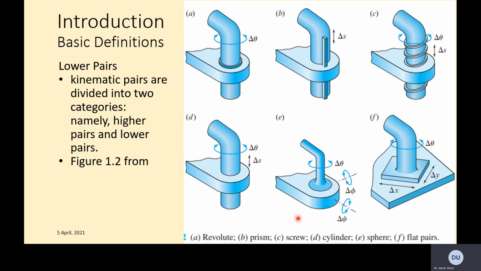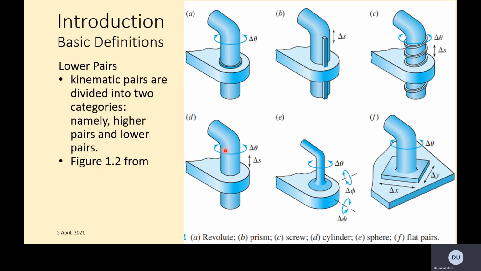Now the C part, which is the screw pair. It is a screw, where when it's rotating, it will go up and down as well. Try to understand what it says: delta theta and delta S are both linked. You rotate, it will move. If you don't rotate, it will not move. It will not be allowed to move independently. So this is called a screw pair.